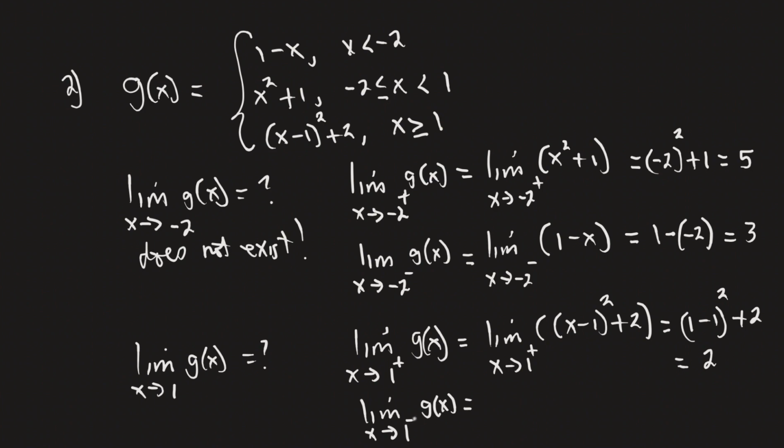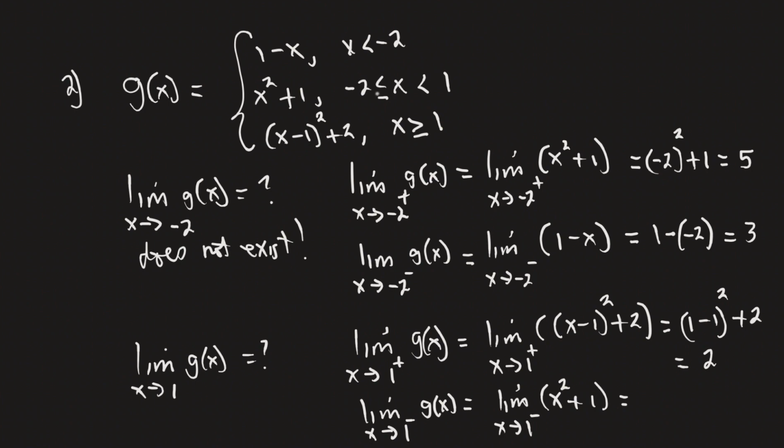So remember, the 1 with the minus as a superscript is saying that x is less than 1 but very close to 1. And that means you would be in this interval, so you'd have to use this piece of the function. So we have the limit as x approaches 1 minus, and then we're using the middle piece again. So you see, the middle piece shows up twice. Why does it show up twice?